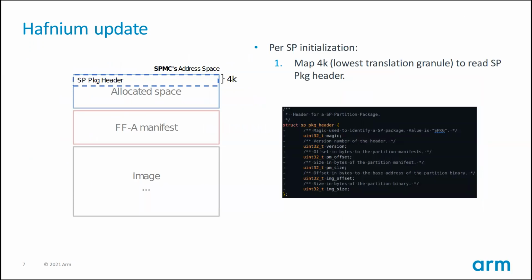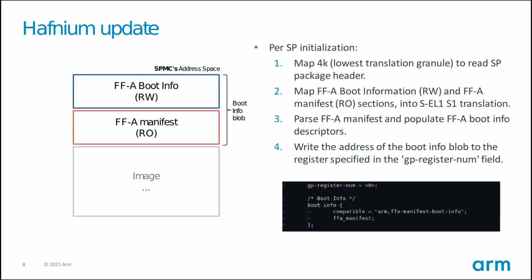Let's now have a look at how Hafnium processes this partition package at boot. The first thing is it maps the first 4K of the whole secure partition package and reads the secure partition package header. It checks the version. It fetches the offsets and sizes for the image and the partition's manifest. Subsequently, it maps the whole region for the boot information as read-write and maps the FFA manifest region as read-only. It parses the manifest.